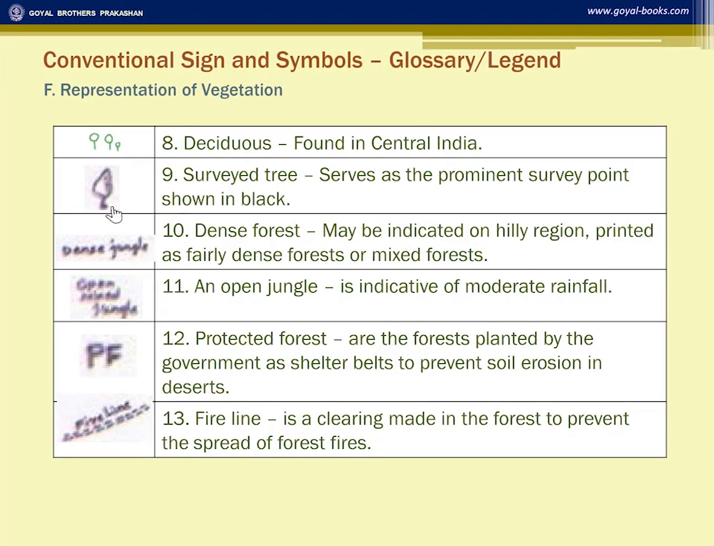Then you have a survey tree. Survey tree is given in black. This is a surveyor's mark. Surveyor's mark is shown in black, and if the height is given beside it, it means that particular point is, say, 220 written there with a dot. That means the particular point where the survey tree is, is 220 meters above sea level.